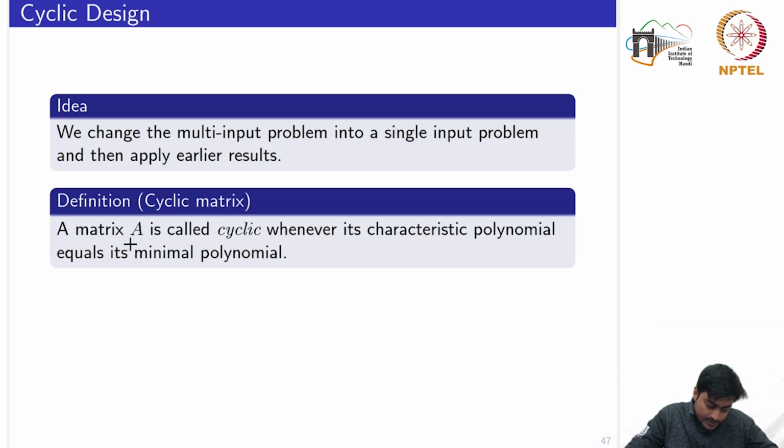So we define a matrix A as a cyclic matrix whenever its characteristic polynomial equals its minimal polynomial. The characteristic polynomial we have been discussing a number of times, but the minimal polynomial we had discussed during the stability week. Possibly in some of the earlier lectures we had discussed which polynomial we can say is a minimal polynomial.